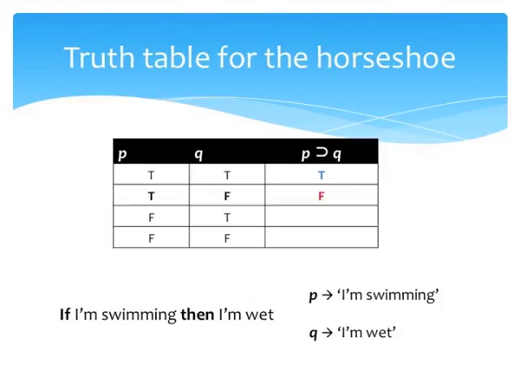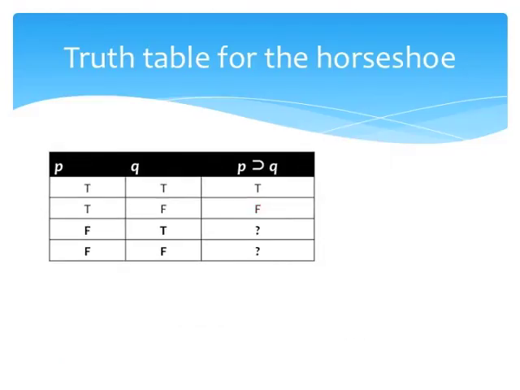Here's an illustration. Suppose the conditional sentence is, if I'm swimming, then I'm wet. The antecedent is I'm swimming. The consequent is I'm wet. Now, suppose that it is true that I'm swimming, but false that I'm wet. Then the statement that if I'm swimming, then I'm wet is false, because it's possible for me to be swimming without at the same time being wet. The first two rows are the easy ones. The next two are more tricky.